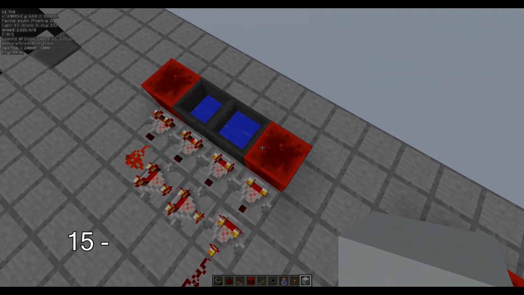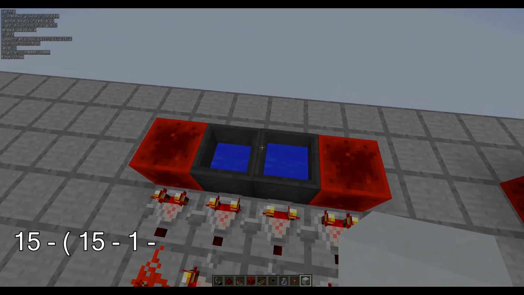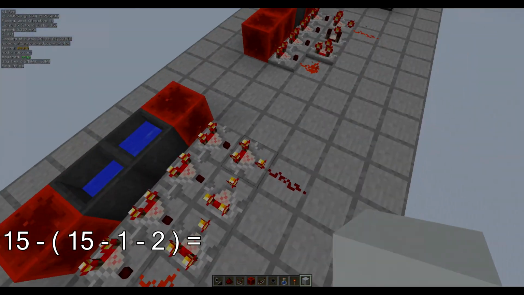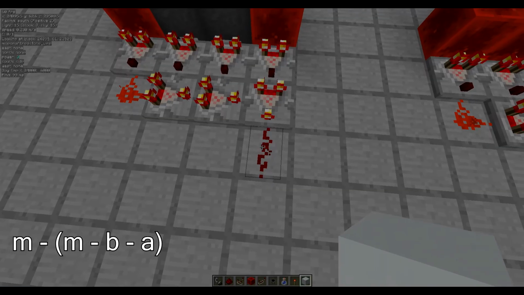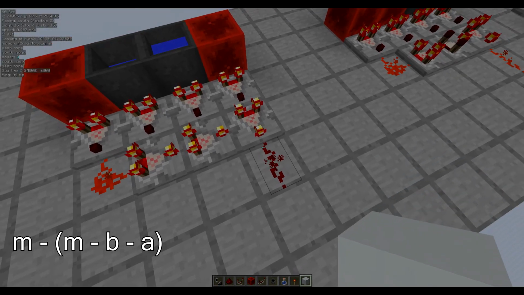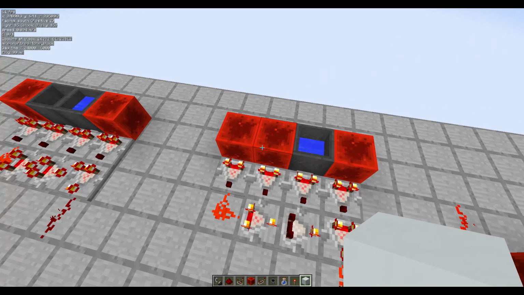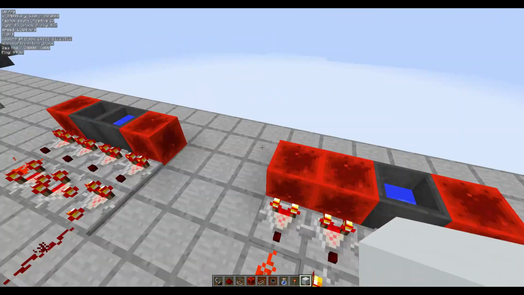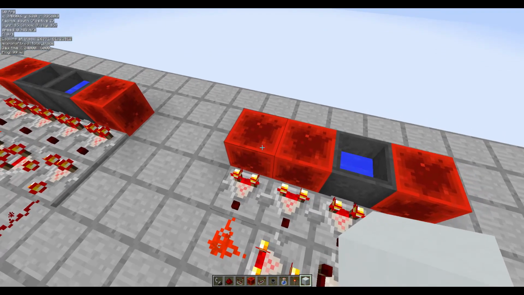So M minus the quantity M minus 1 minus 2 should equal 3. And so I'll put on the screen a formula. It should make sense if you know algebra. Okay, so there are limits here. You can't just add any number if you have a limited starting number.